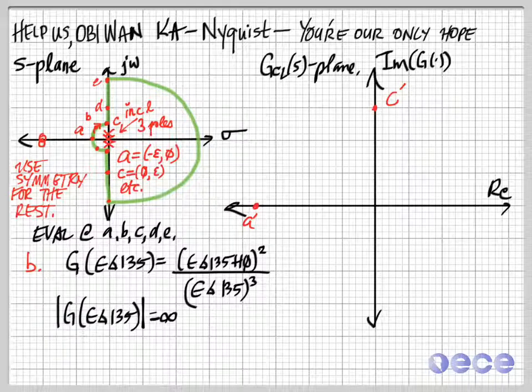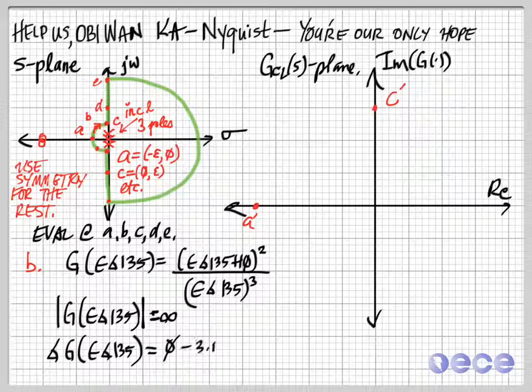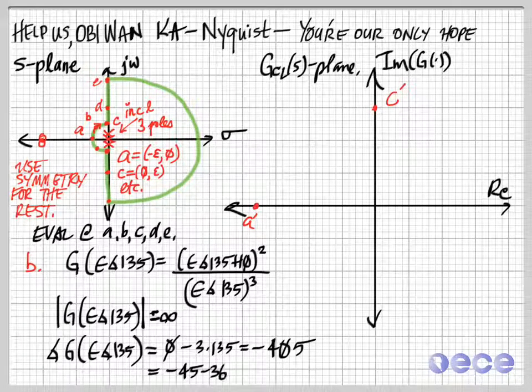So the gain is basically infinity. And likewise, we're going to look at the angle. So here we have 0 minus 3 times angle 135. So that's minus 405, which is minus 45 minus 360. Because we're going to normalize between 0 and 360, or minus 180 and 180, that gives us an angle of minus 45 degrees at a radius of infinity.